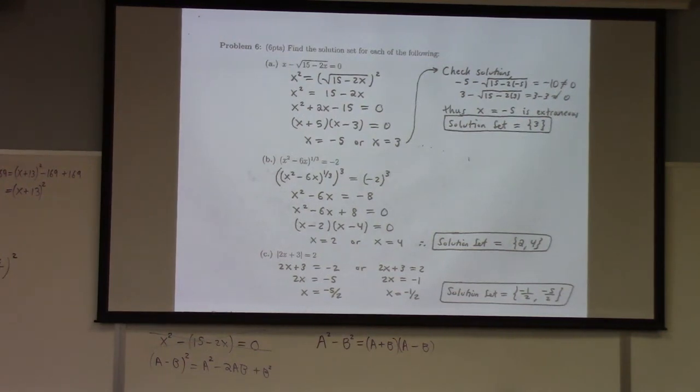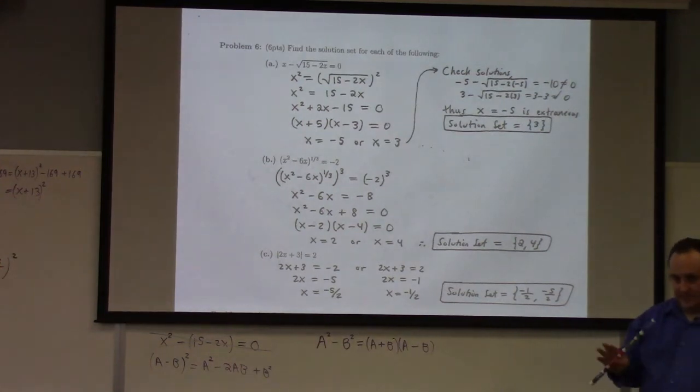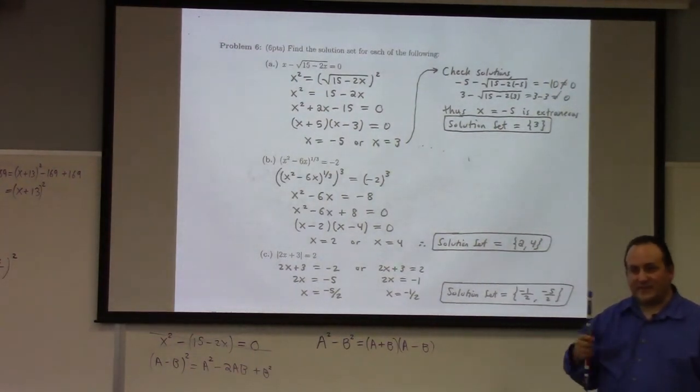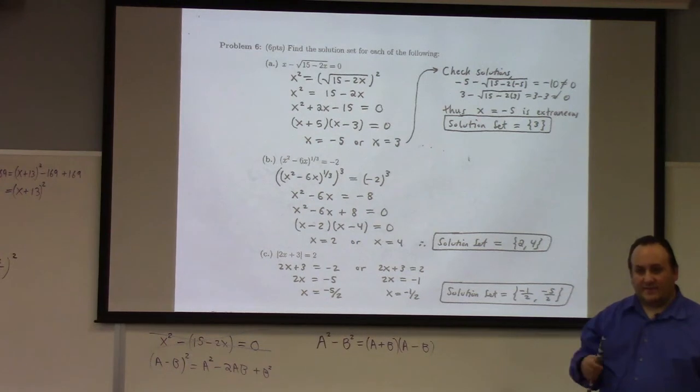Now, if you wrote down x equals 3 as your solution, I did not take off points. All right? The reason sometimes I use the solution set language is so that when there is no solution, you can write down empty set and you're not confused by the wording.